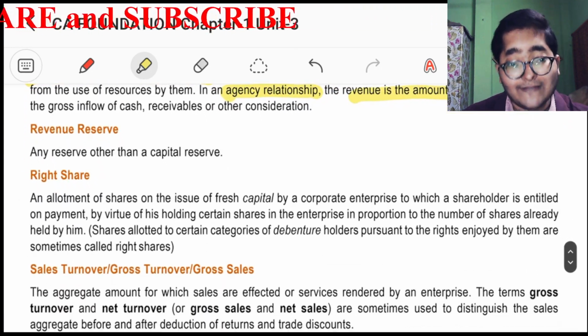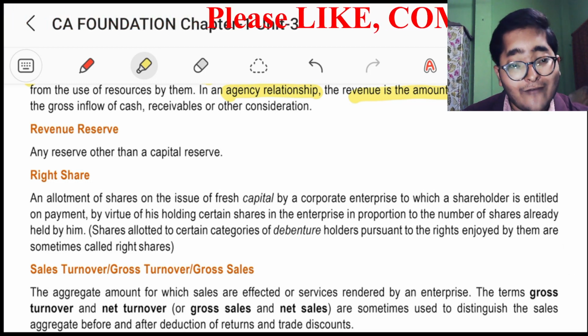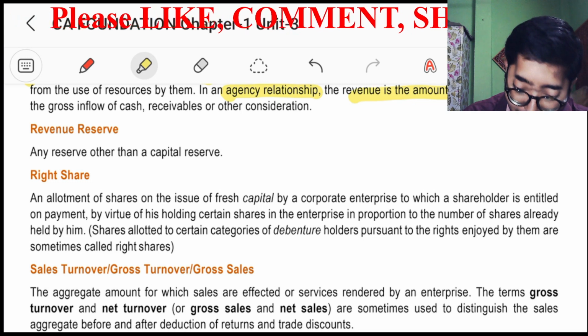Our next topic is revenue reserve. So, what is a revenue reserve? Any reserve other than capital reserve.